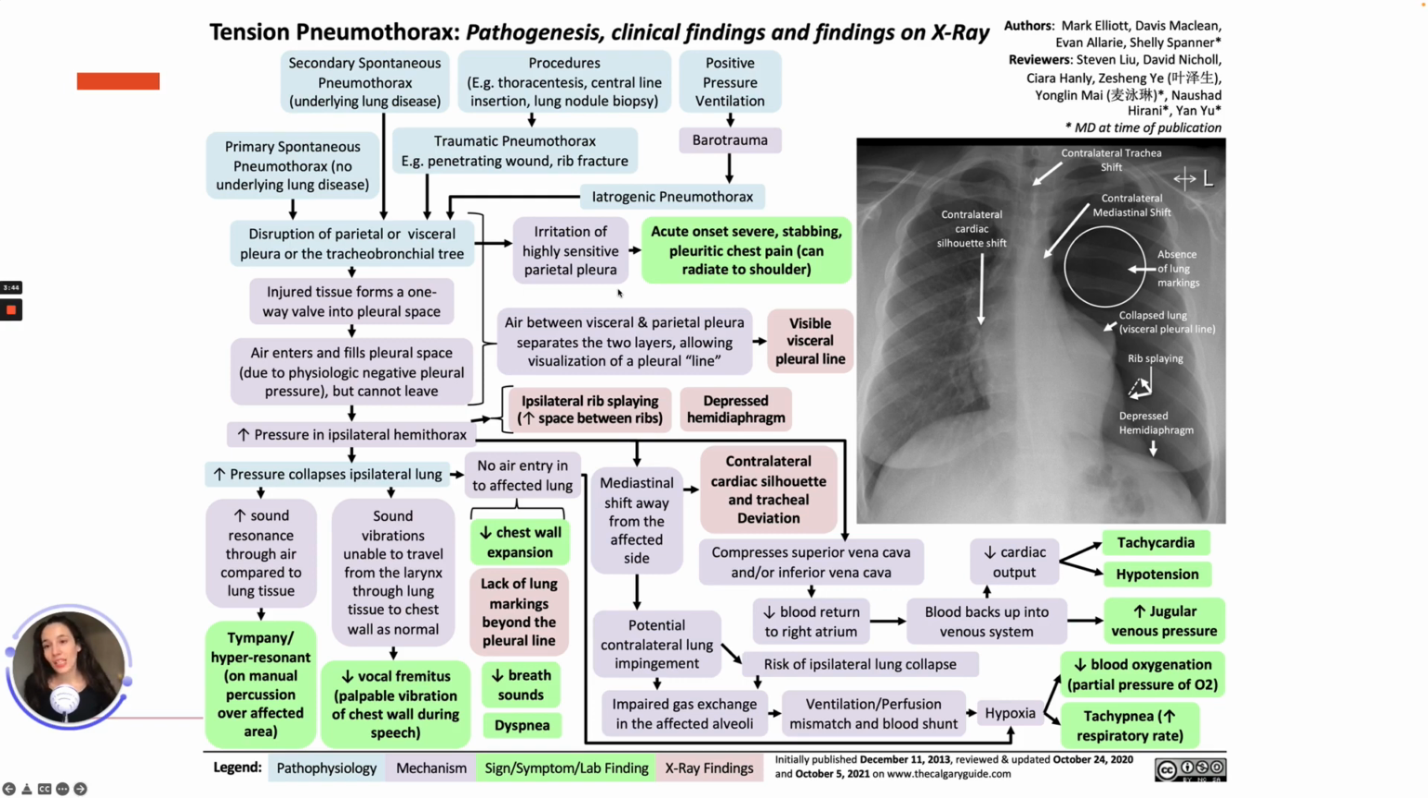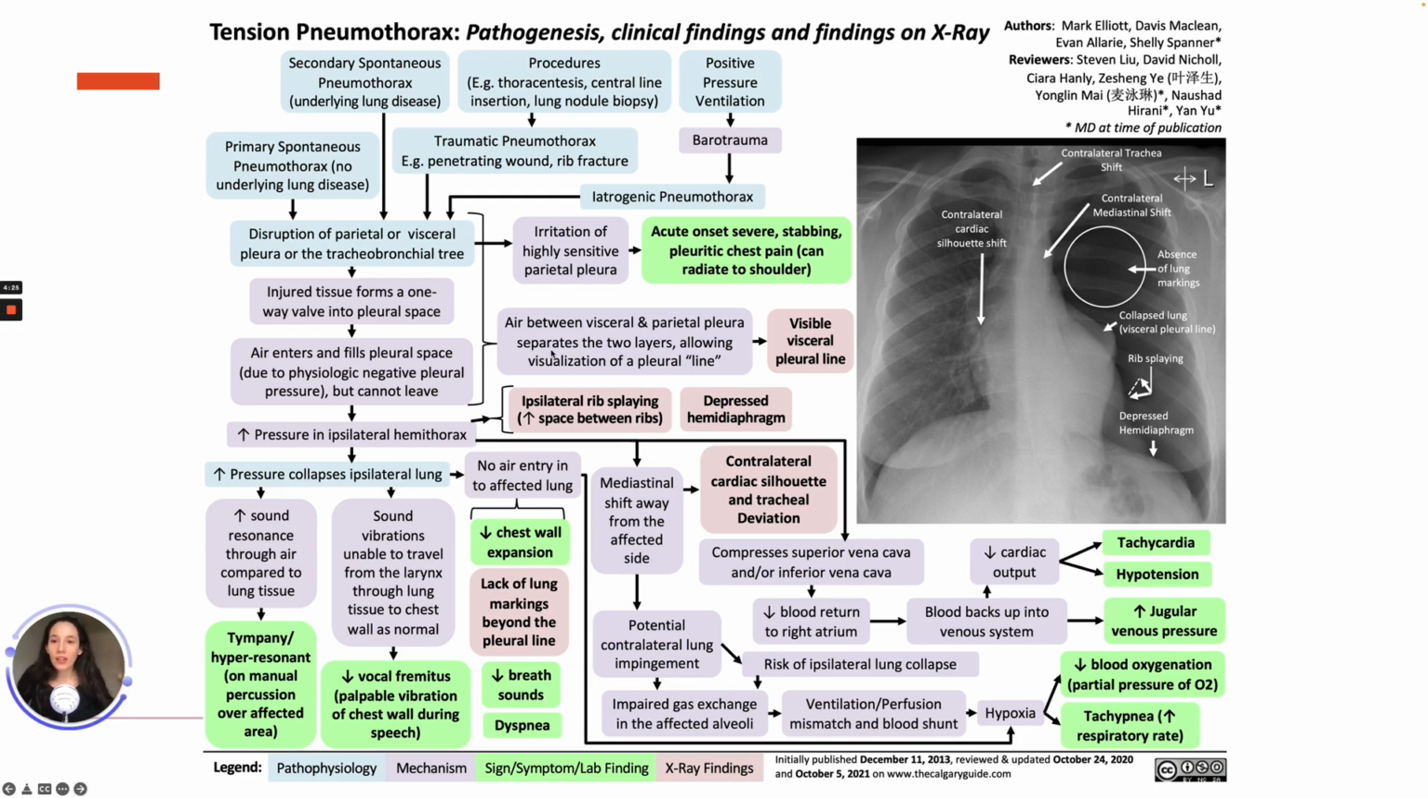So there could be irritation of a highly sensitive parietal pleura. There could be injured tissue, which forms a one-way valve into the pleural space. There could be air that enters or fills the pleural space due to physiological or negative pleural pressure, but cannot leave. And this leads to increased pressure in the ipsilateral hemithorax. And then also air between the visceral and parietal pleura separates the two layers, showing the visualization of a pleural line. So these are kind of all the things we talked about, just in a little more detail.